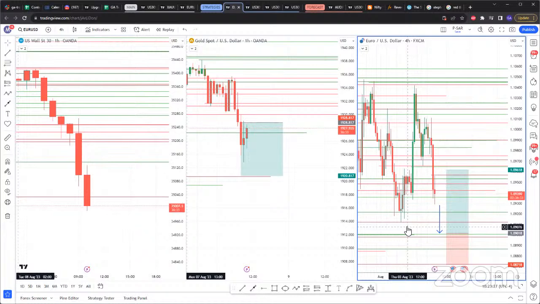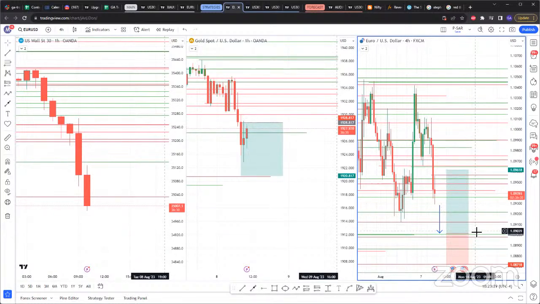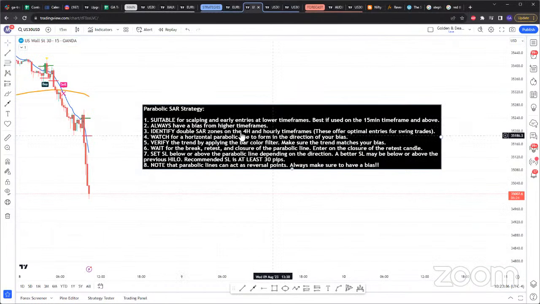That's how you have a bias right there. So you just wait for 1.09 thousand and then have your bias for a buy, and then you go ahead from there. So always have a bias.